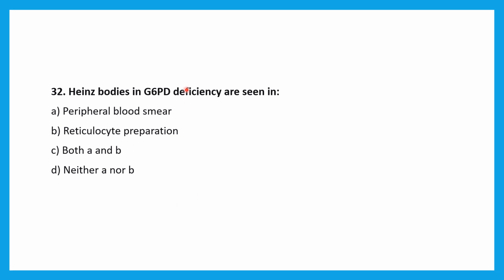So Heinz bodies in this case are best seen in a reticulocyte preparation. 32 is the correct answer.